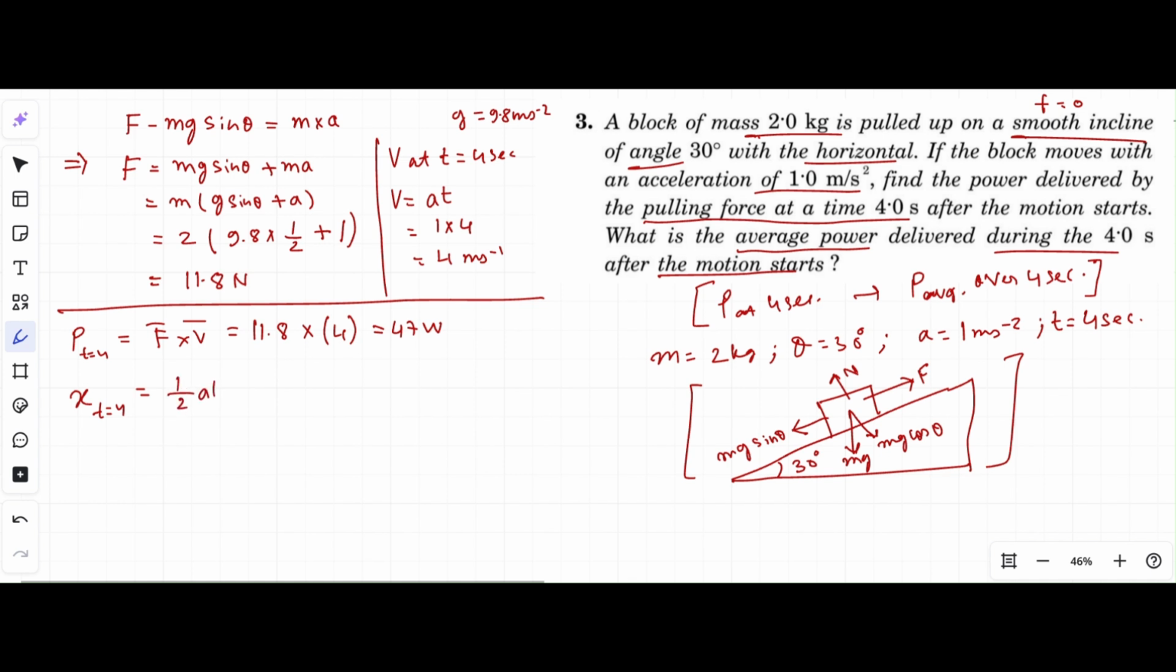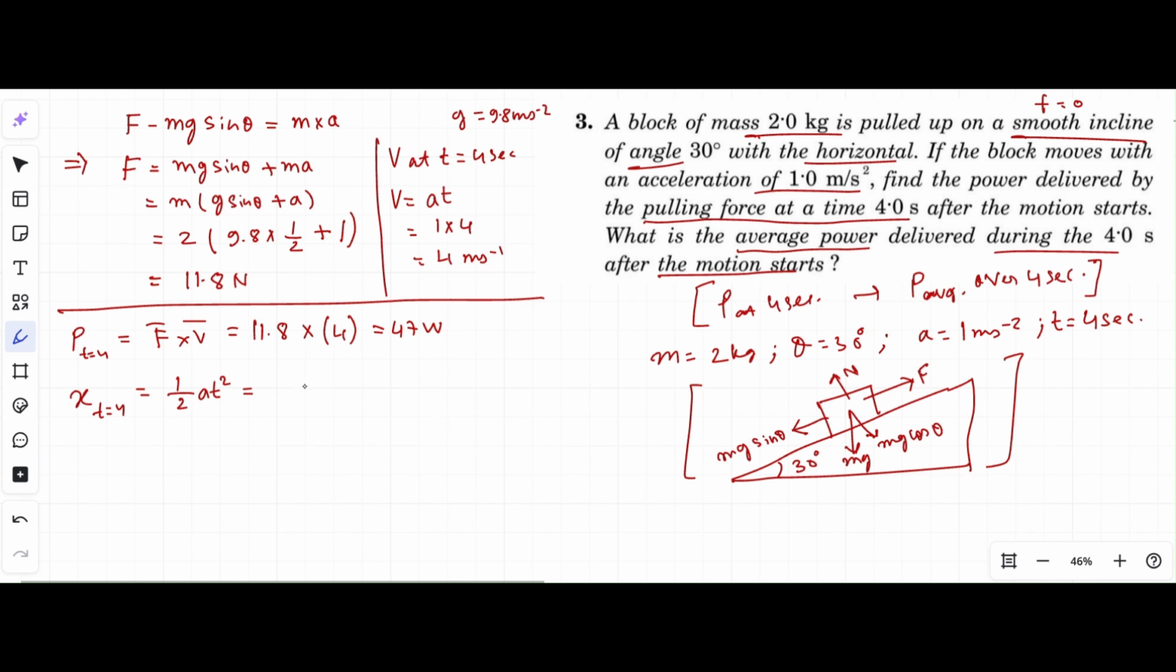which is half a t square. Now why is this half a t square? It is because we are using the equation of motion, which is s equals to ut plus half a t square. Here u, initially the velocity is 0, and also the block moves with an acceleration of 1 meter per second square, uniform acceleration. There is no friction, so acceleration is not stopped.